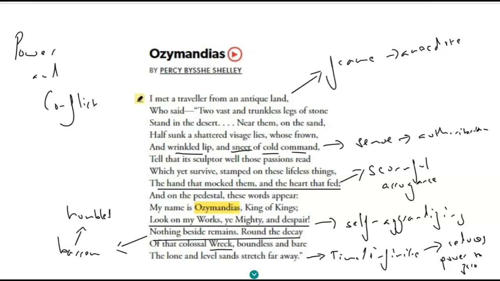There's some nice language we can analyze here. We've got the semantic field of an arrogant, authoritarian commander: wrinkled lips, sneer, cold command. And then the idea of him mocking his own people. And it's a very visual short poem. So this one compares well with several other poems.